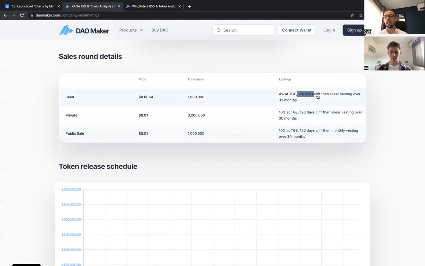But why would you make them wait 120 days before they can get the rest of the tokens and then let them wait almost 3 years? Well, again, you want to keep the price of the coin high and steady. So if you were to not give them a 120-day cliff, they would just sell right away to get their profits when it's high.